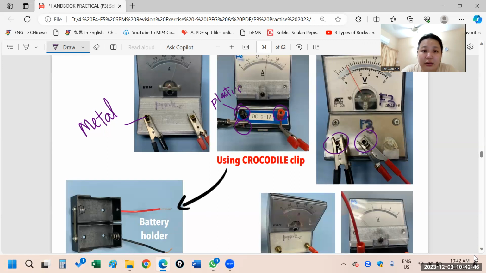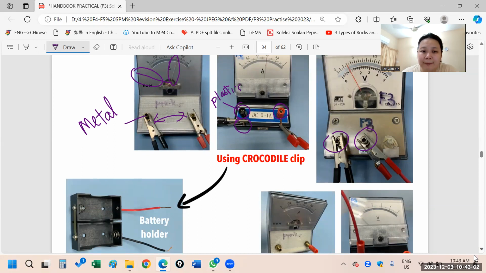Okay, then if after you clip, the pointer moves to the left, what do you do? Just exchange the connections, no problem. The scary part is if it doesn't move.